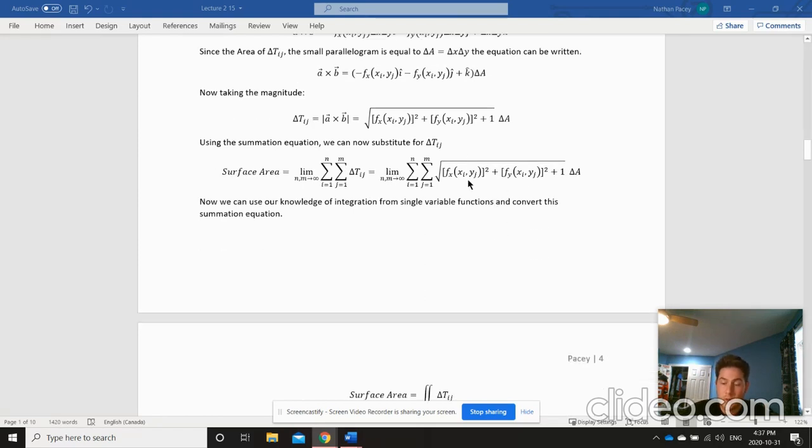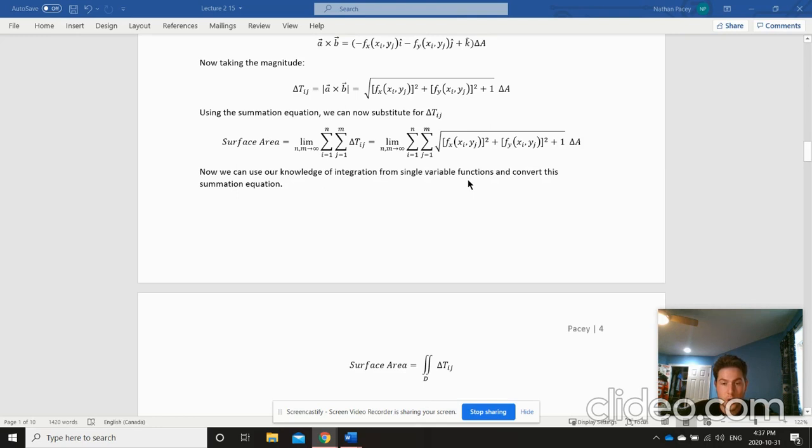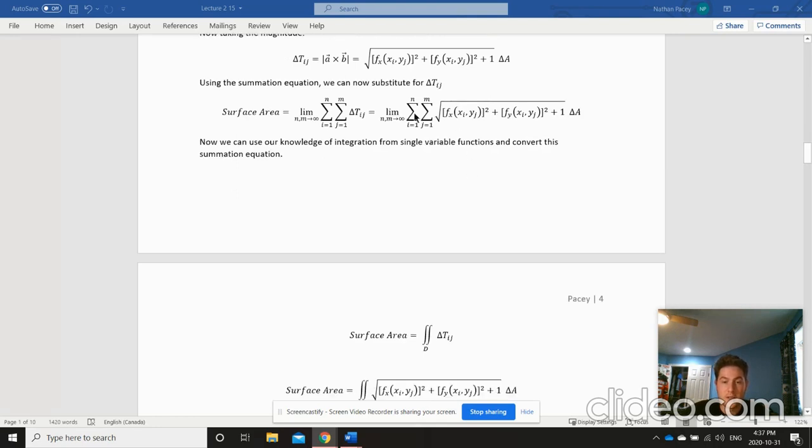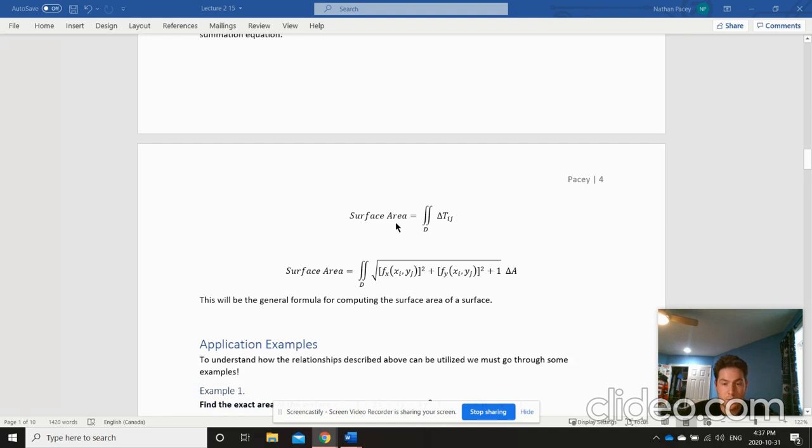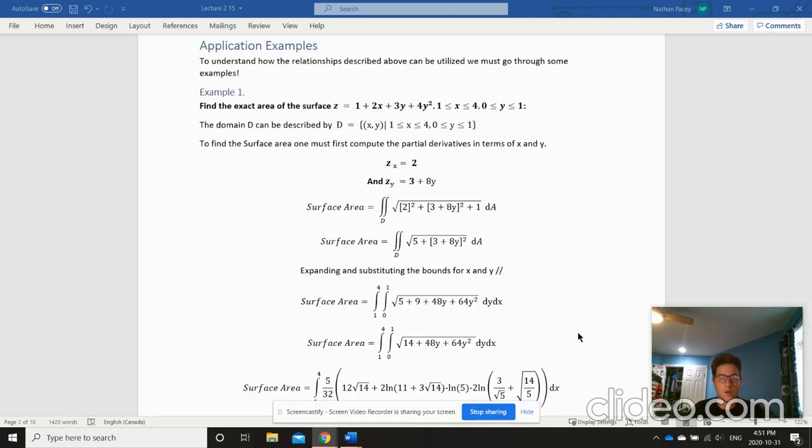And just like we did with our one variable function, we now know that we can take the double integral over the domain of delta t and sub in our newfound equation for delta t. Okay, so now we can do some application examples to further understand the relationship that we've just derived.